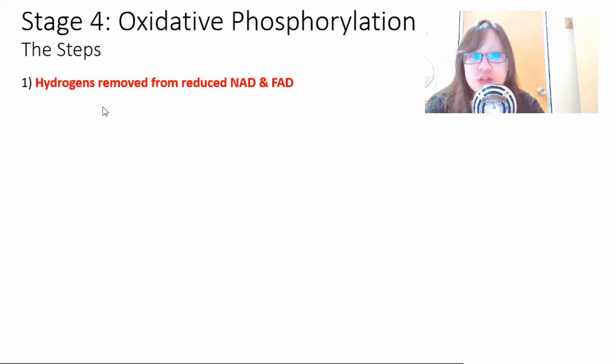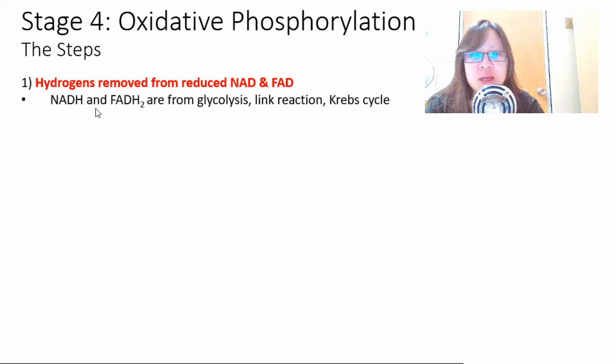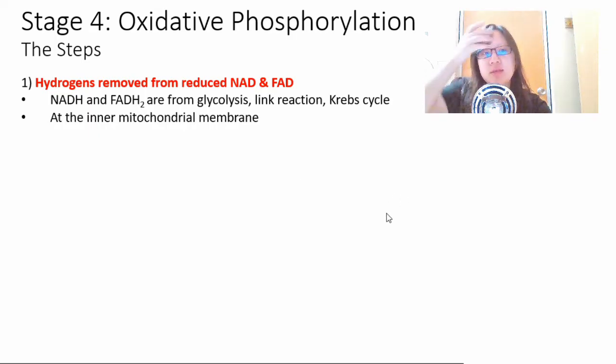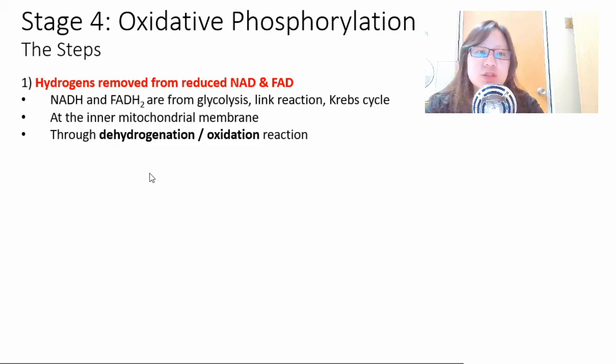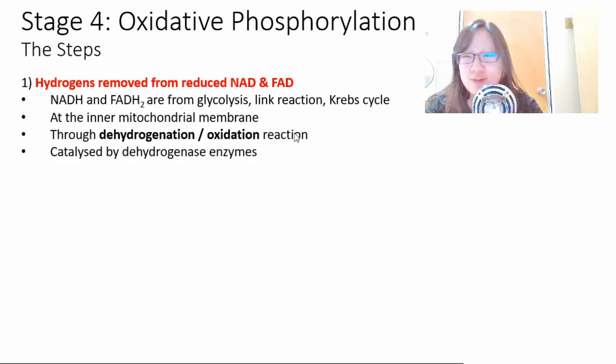Step 1, hydrogens are removed from reduced NAD and FAD. If you remember, we said there is a lot of reduced NAD and FAD formed in the previous 3 stages: glycolysis, the link reaction, and the Krebs cycle. This happens at the inner mitochondrial membrane, and this reaction is considered a dehydrogenation or oxidation reaction. Of course, it's also catalyzed by enzymes. Every reaction here is catalyzed by enzymes, in particular dehydrogenase enzymes.